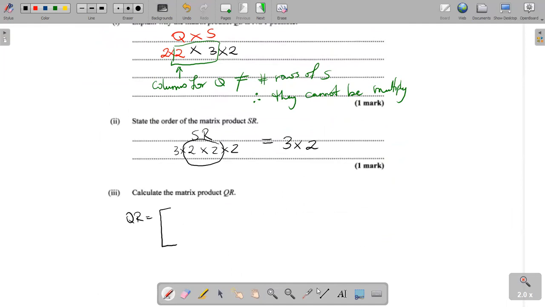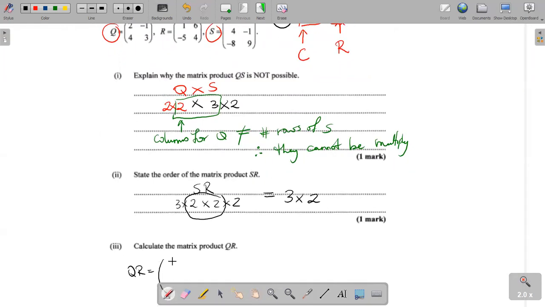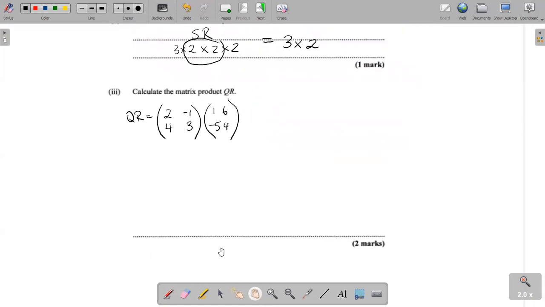You take your Q. I don't know why I use a square bracket. You could use a round bracket. So Q is 2, -1, 4, 3. And R is 1, 6, -5, 4.